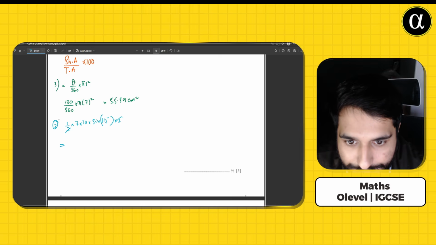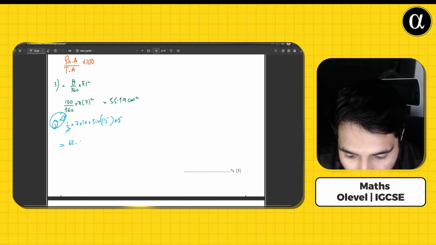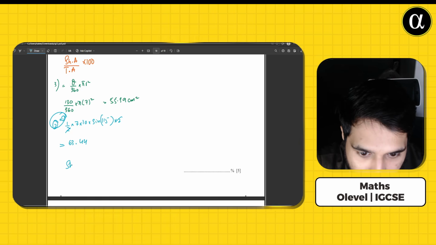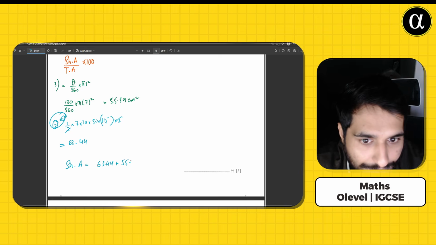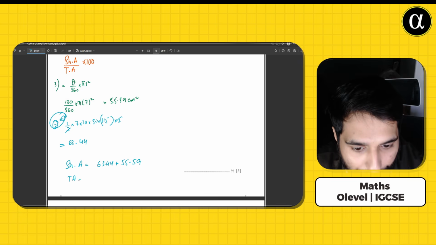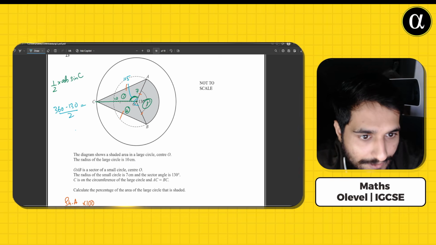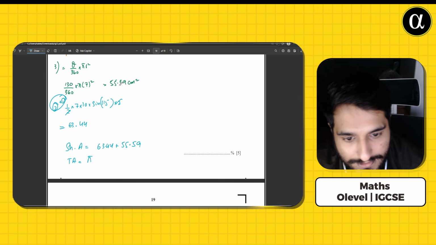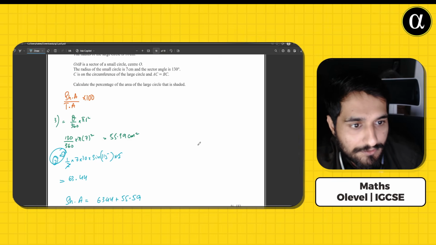So this becomes 63.44. Now we know that the shaded area is going to be 63.44 plus 55.59, and the total area is going to be pi r square, where the radius for the larger circle is 10. So it's going to be pi times 10 square, and we can multiply these values now.